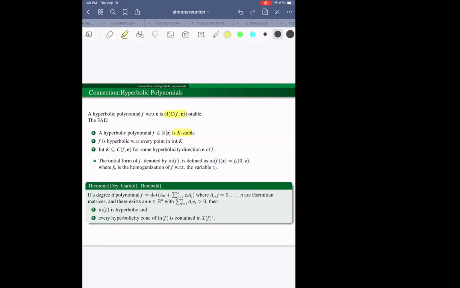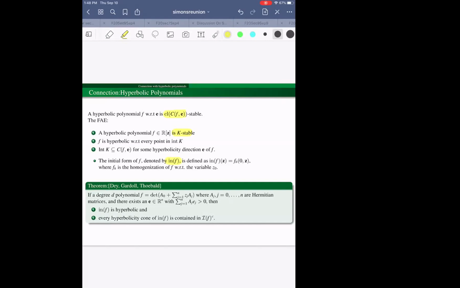I need to define one technical term, the initial form of F, denoted by in(F). It's the sum of the terms of F with multi-degree D, if the polynomial has degree D. That's what it means.